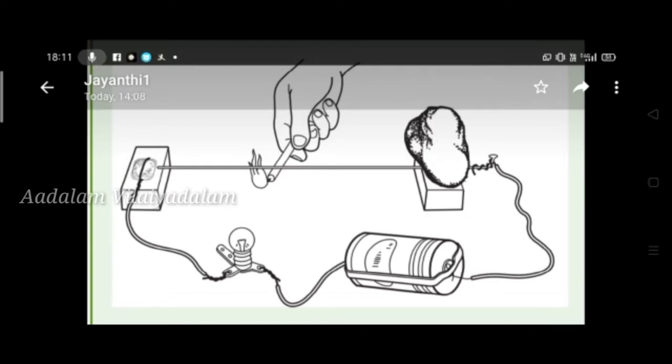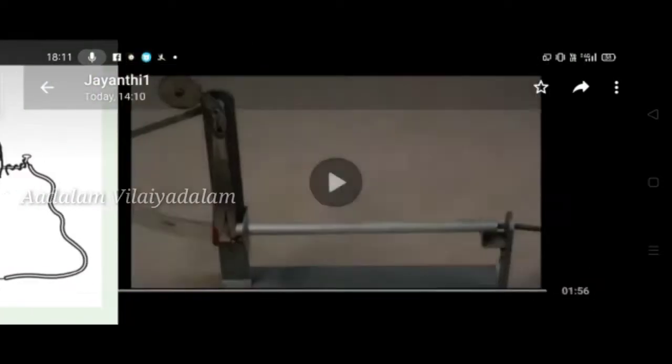The spoke will expand and touch the coin and complete the circuit, and the bulb lights up. So this shows linear expansion. See one example, you will get a clear idea about linear expansion. Is that clear? See the video.